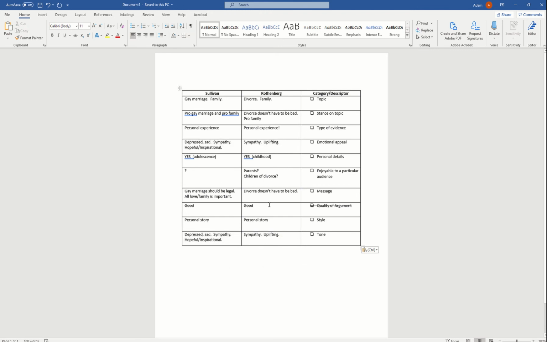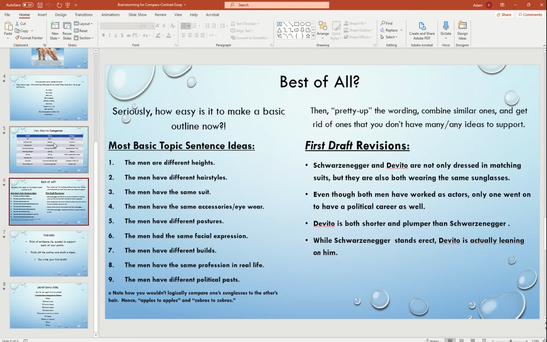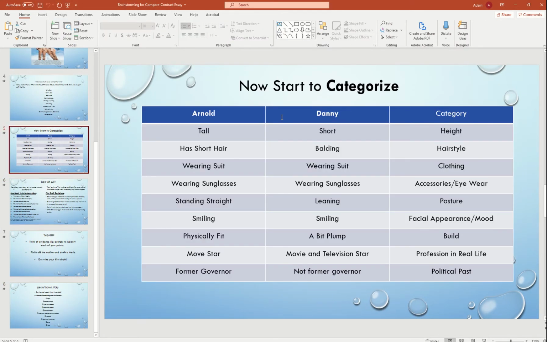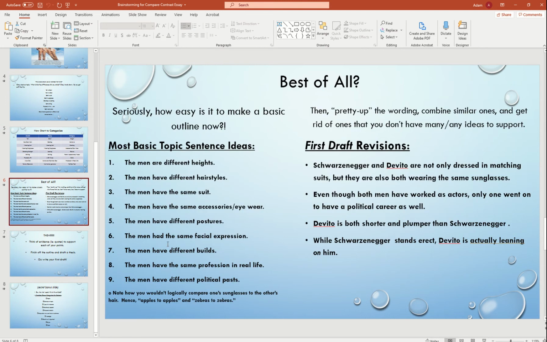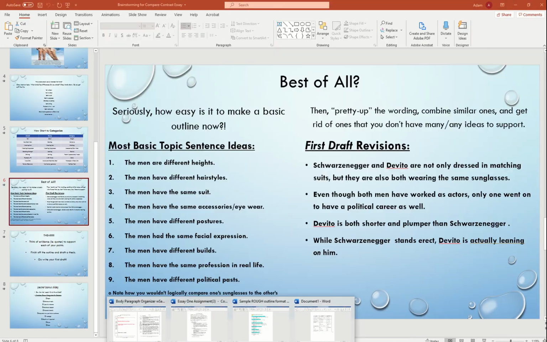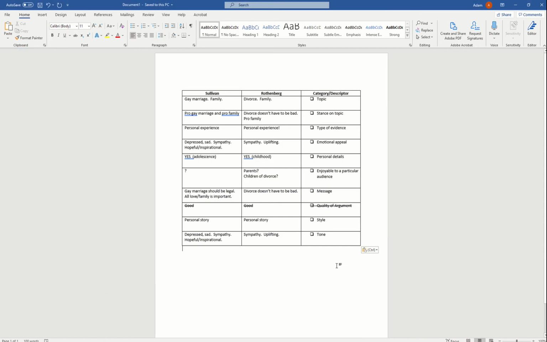Okay, so now I've got a chart just like in here. And we went from this to this. Most basic topic sentences. So we're going to get onto that now. So we're moving from brainstorming to outlining. And we are, hopefully, 10 minutes in. Good, that's about what I was aiming for. We are 10 minutes in.